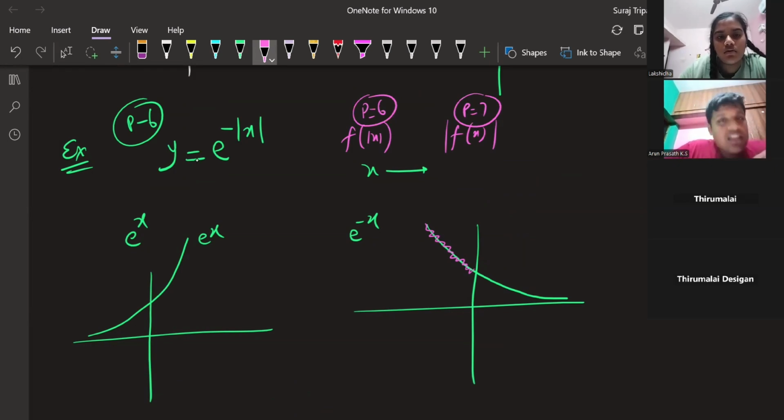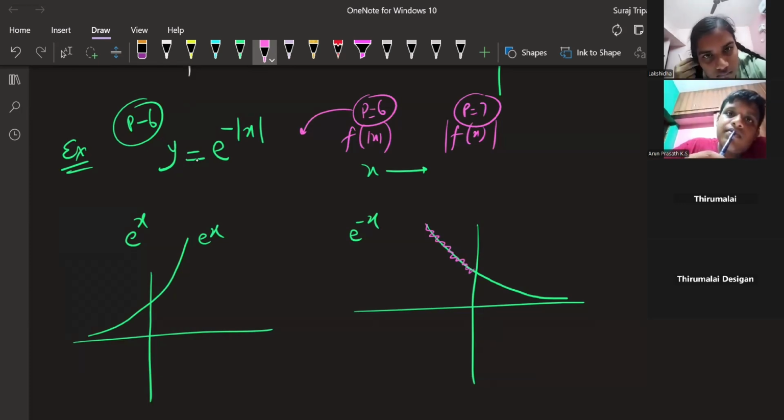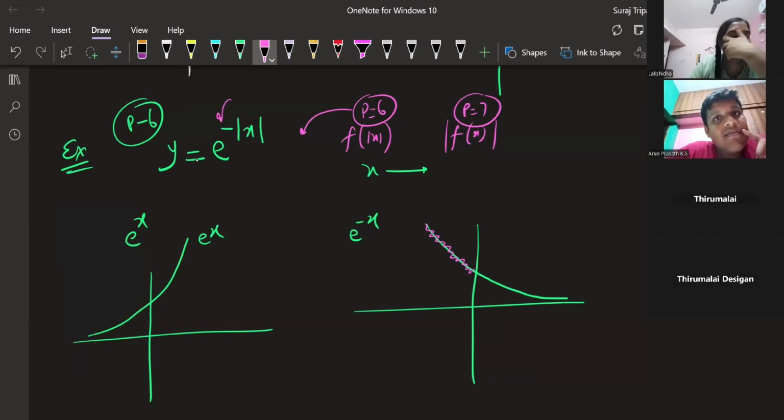Sir, can you first take modulus and then negative sign? If I'm taking then negative, that means we will be putting negative under the mod. While putting under the mod, you will not get the negative sign here. We need the negative sign at this place before modulus. That's why first we have to do this one only: e raised to x, then e raised to minus x, then change this x to mod x. Right?